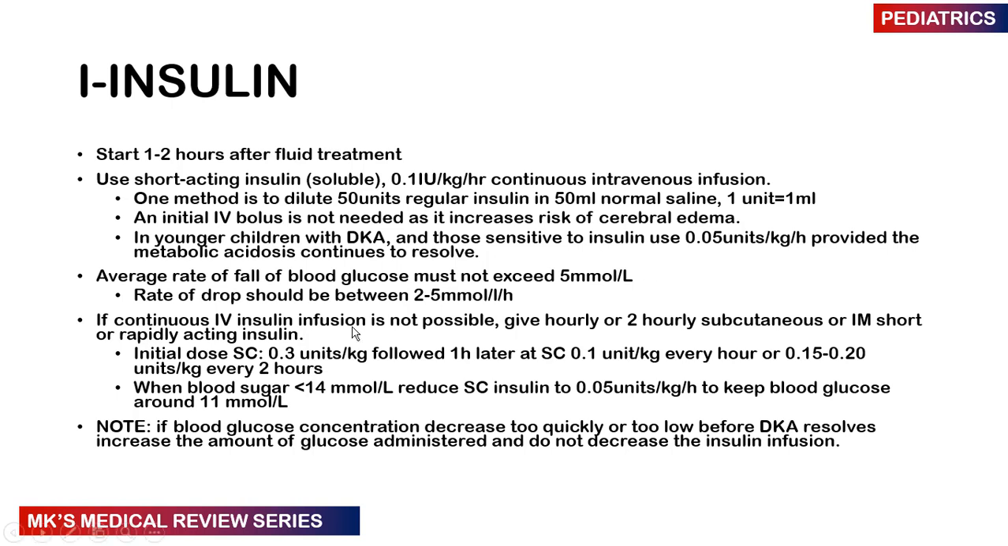And of course, if you can't have a continuous insulin infusion, you can give it hourly or 2 hourly subcutaneous or IM, short or rapidly acting insulin. Now, given that you have restored the peripheral circulation after you've given your boluses, now you give an initial dose of subcutaneous insulin, 0.3 units per kg, followed 1 hour later by 0.1 units per kg per hour. Or you can give 0.15 to 0.2 units every 2 hours. Then, of course, when the blood glucose is less than 14, we half the dose. We now give 0.05 units per kg per hour to keep the blood glucose around 11 millimoles per liter.